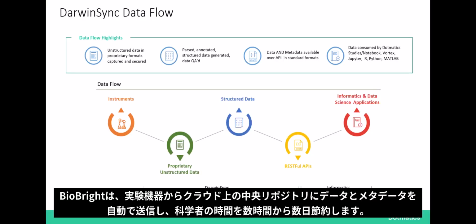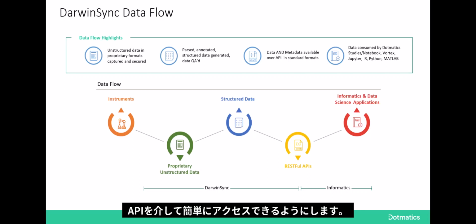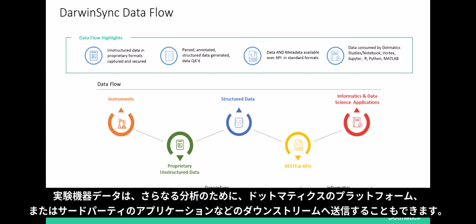BioBright saves scientists hours and even days of time by automatically sending data and metadata from instruments to a central repository on the cloud. Additionally, unstructured and proprietary data from instruments can be parsed into usable formats and made easily accessible via the API. This accessibility provides the opportunity to send instrument data downstream for further analysis, either within the Dotmatics platform or to third-party applications.